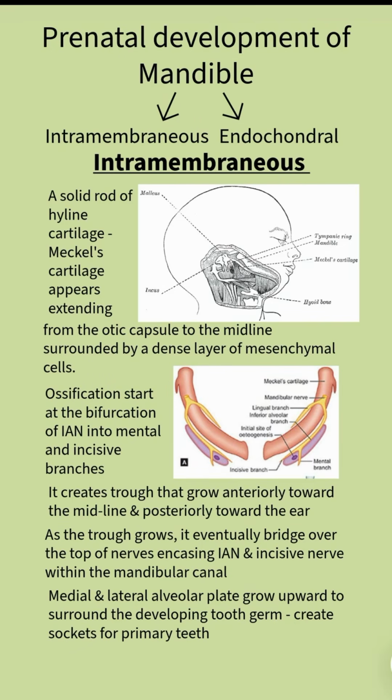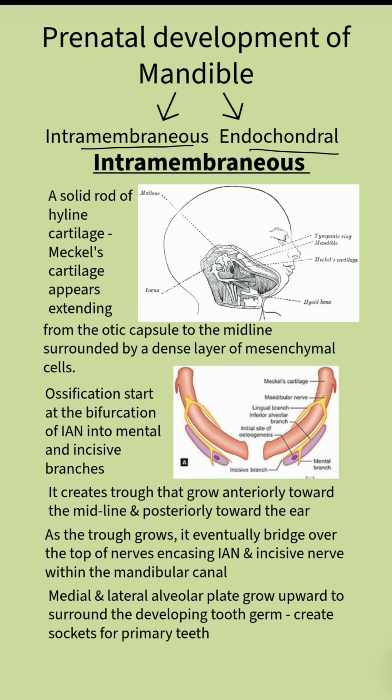Prenatal development of the mandible. The mandible is the second bone to begin ossification. The clavicle is the first, which ossifies at the 5th to 6th week of intrauterine life, and the mandible begins at the 6th to 7th week of intrauterine life. It involves hybrid bone formation, meaning two types of bone formation: intramembranous and endochondral.